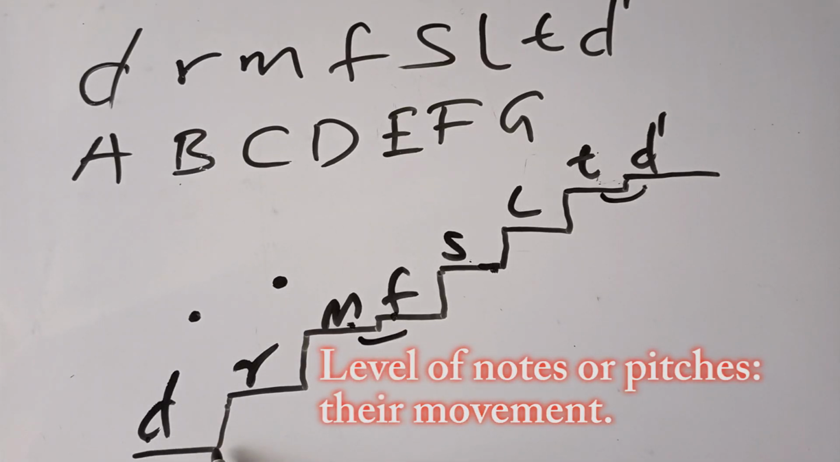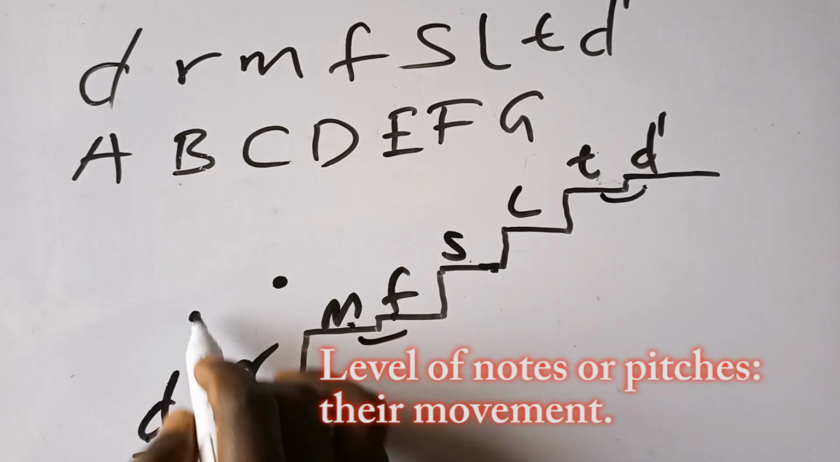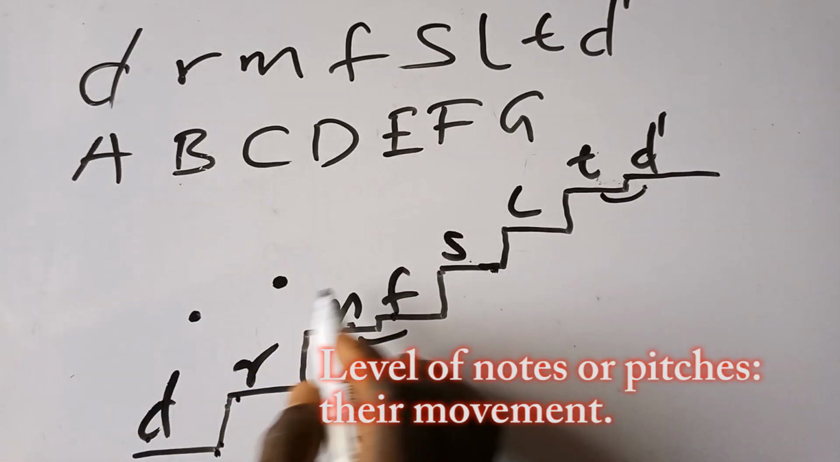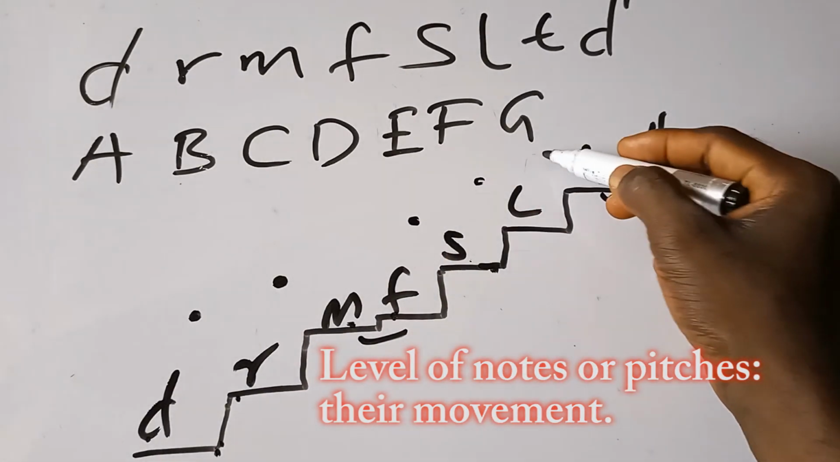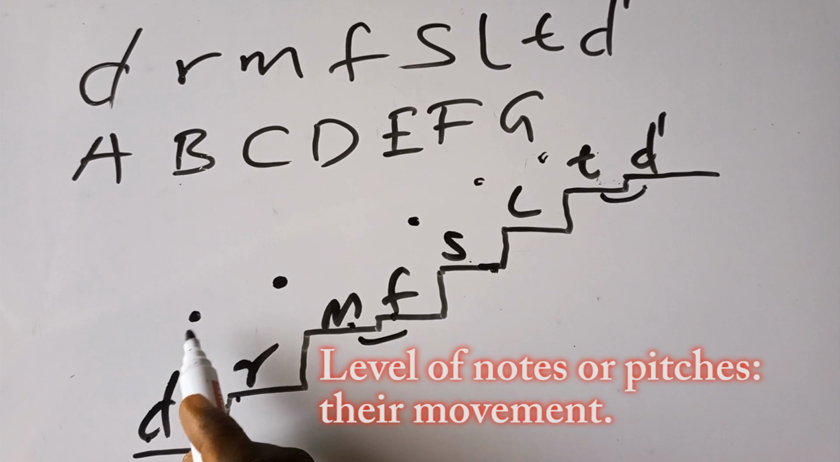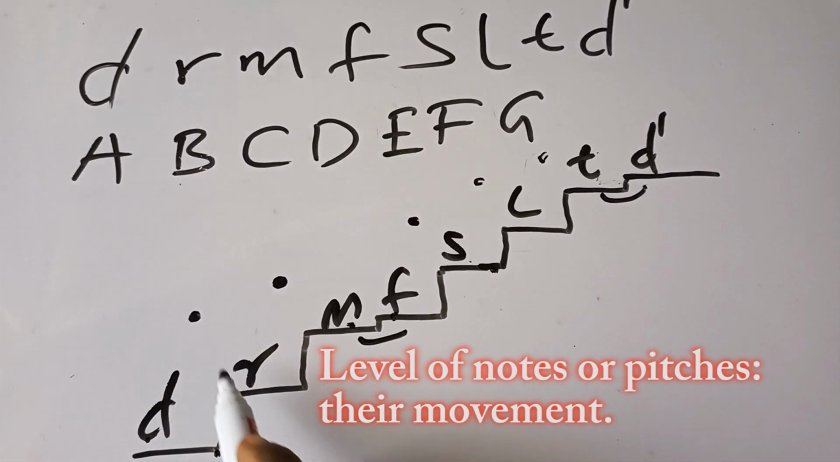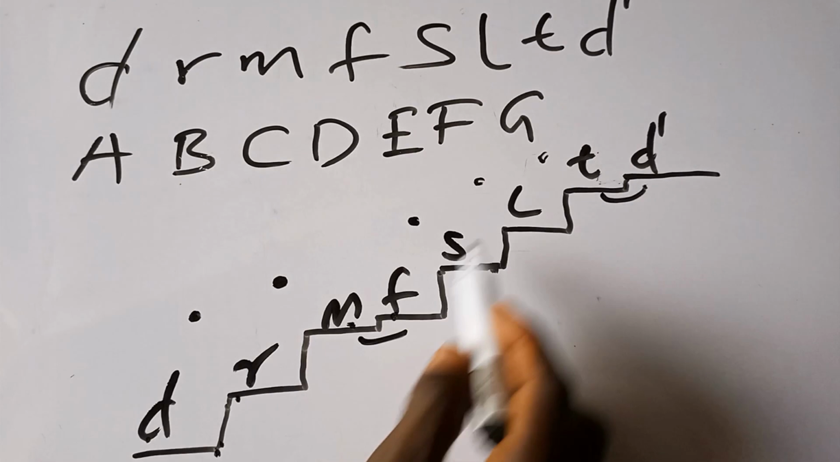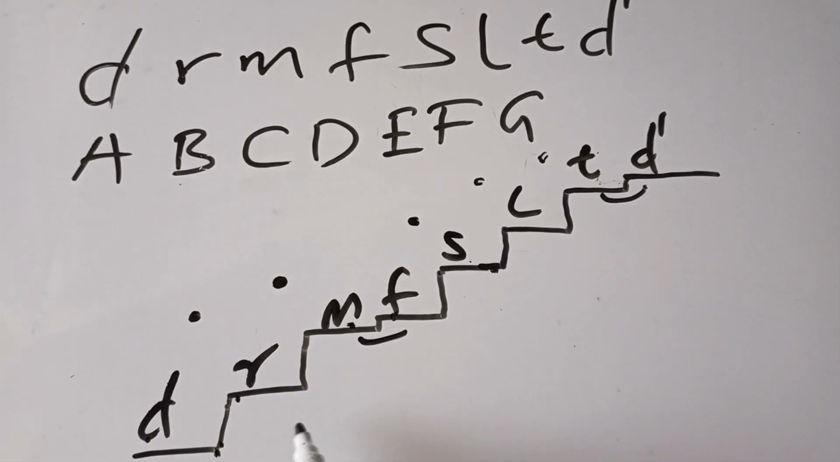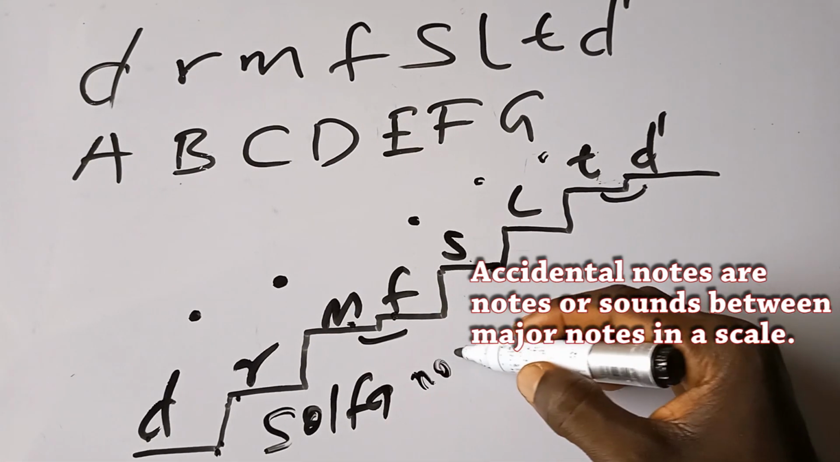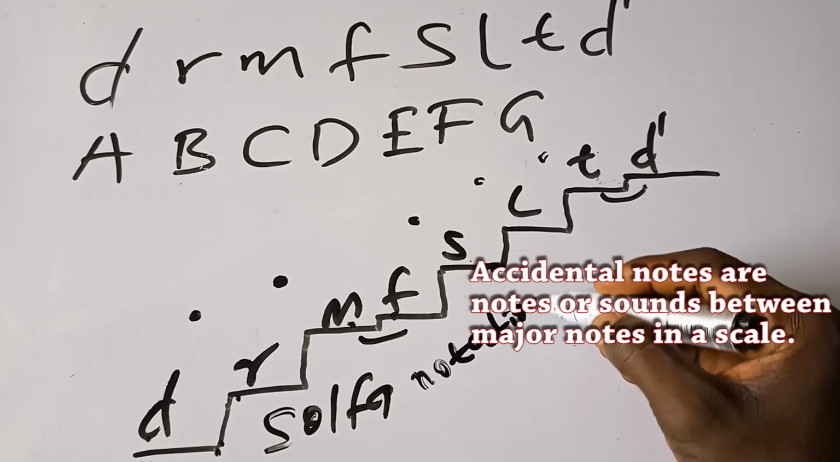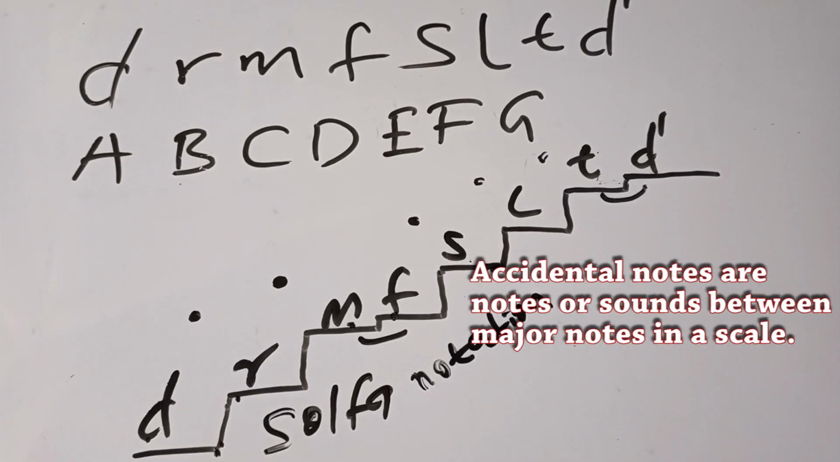So the gap between the other notes is much, and that is why there is a tone. And this tone in between here and here is called an accidental note. They are accidental because they do not form part of the major tonic solfa. We are dealing with solfa notation.